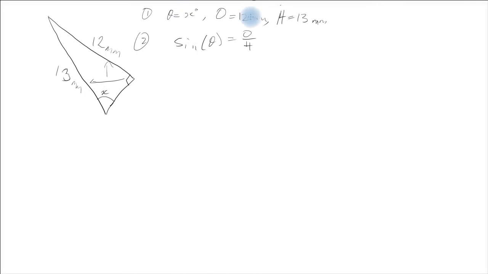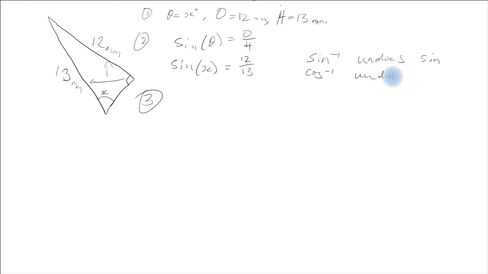Now putting in the information, we've got sine of x equals 12 over 13. Okay, so now we're up to stage 3. We need to solve it by rearranging it. The thing that undoes sine is the inverse sine. So sine to the -1 undoes sine. Likewise cos to the -1 undoes cosine, and tan to the -1 undoes tan. In other words, they're the things you use if you want to find the angle.